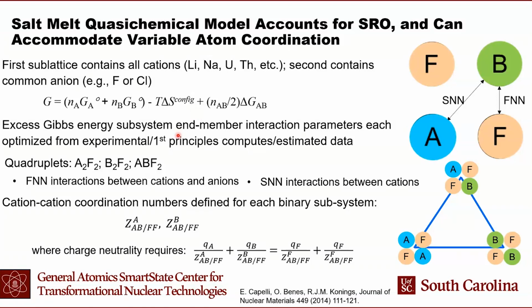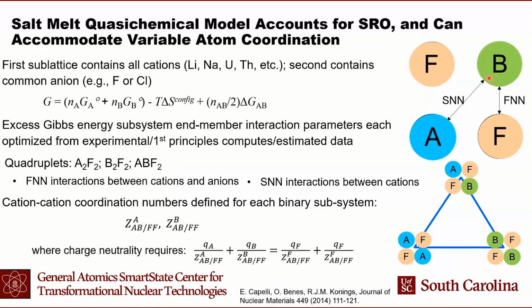The excess Gibbs energy subsystems are needed. These are what we call the end members, and we allow these end members, these simple binaries, to interact to create the modified quasichemical model. And we use data on the liquid's behavior to model the systems, basically fitting values to the preset model parameters. The concept is that everything is a quadruplet. We have A2F2, B2F2, and ABF2. And so those are our three possibilities in pseudo-binary systems.